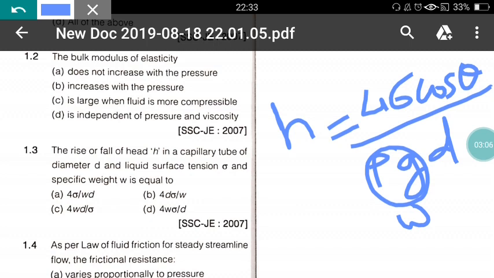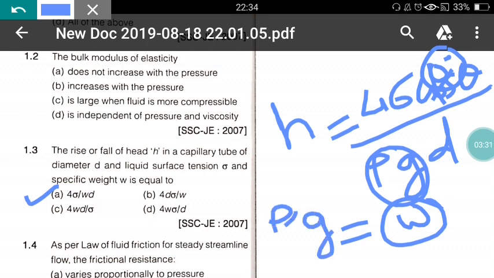They have not mentioned the theta value, so we can take it as 0, assuming a clean surface. So cos 0 is equal to 1, and what will be left is 4 sigma upon W d. The correct answer will be option A, 4 sigma upon W d. W is nothing but the specific weight, which we can write as rho into g, density into acceleration due to gravity. The correct answer is option A. This is the formula for rise or fall of head.